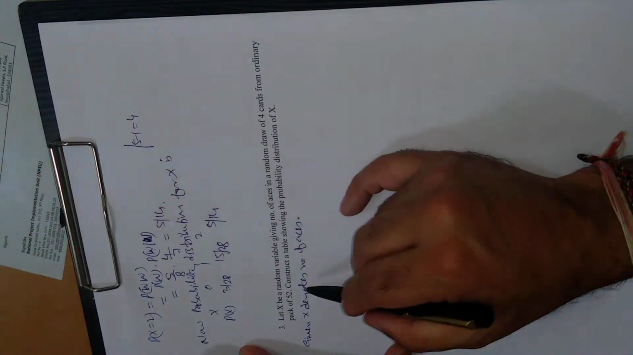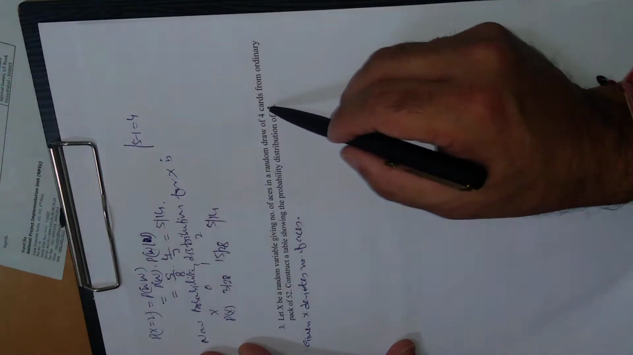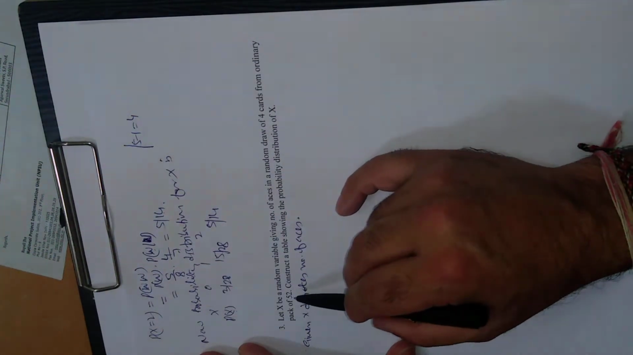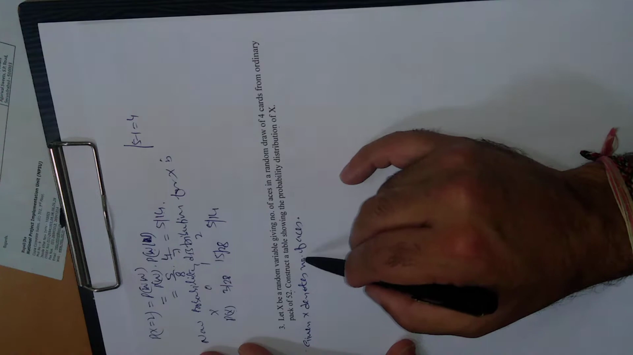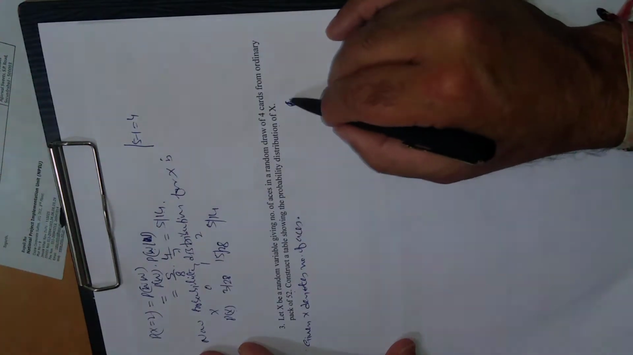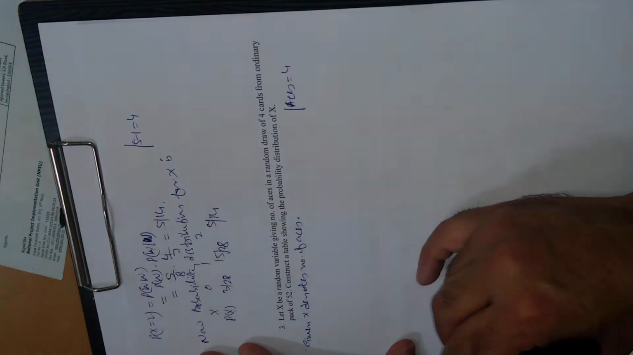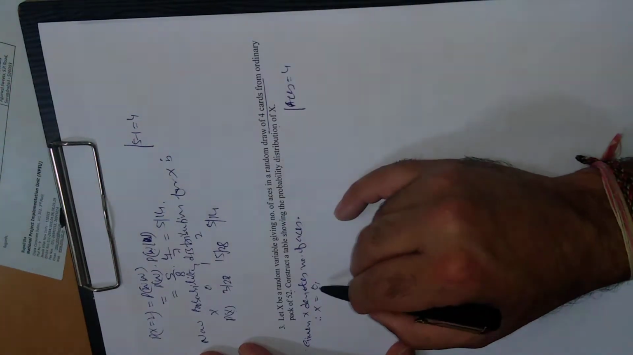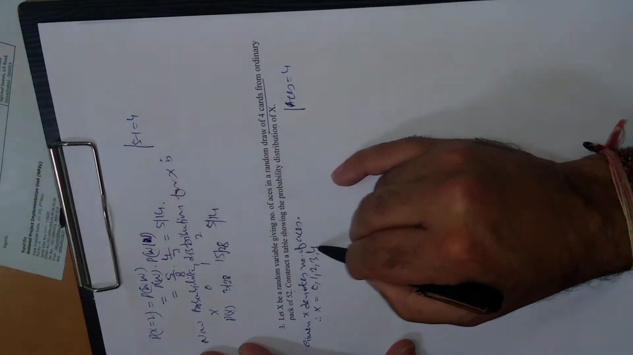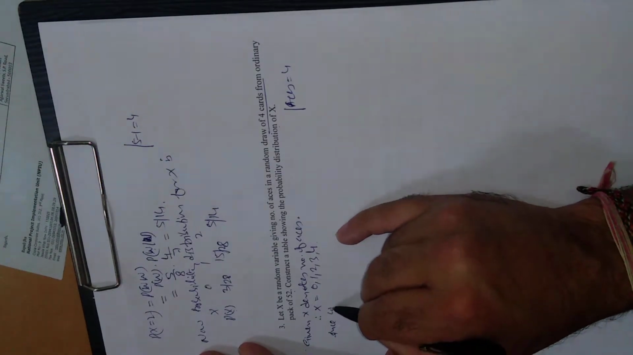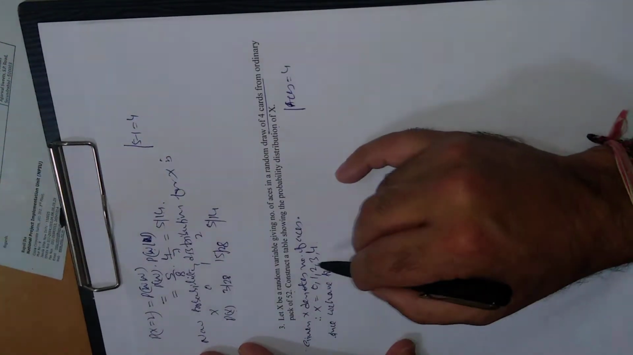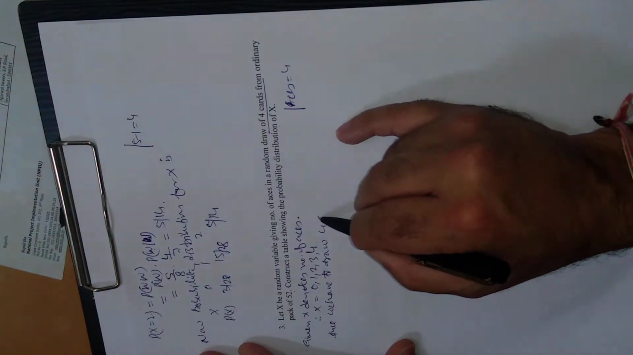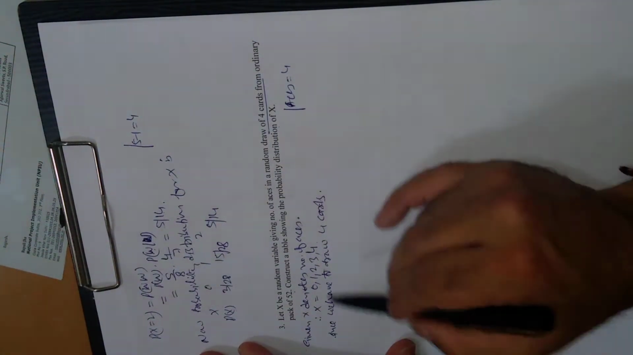Now the third one. Let X be a random variable giving the number of aces in a random draw of 4 cards out of 52 cards. Construct a table showing the probability distribution for X. Similar case: since X denotes the number of aces, and aces total 4 out of 52, and we have to draw 4 cards, X can take values 0, 1, 2, 3 and 4. These are the possible values of X. Now we have to find the probability of each of these values.